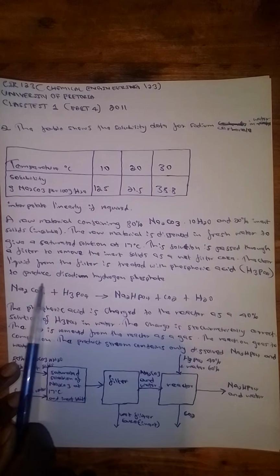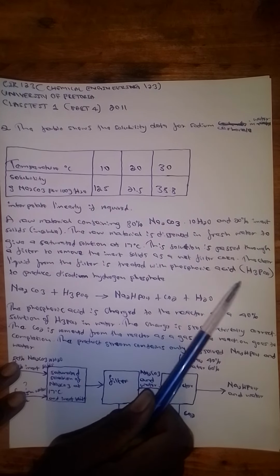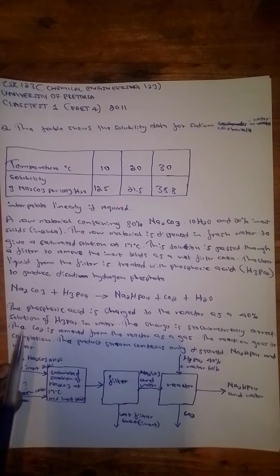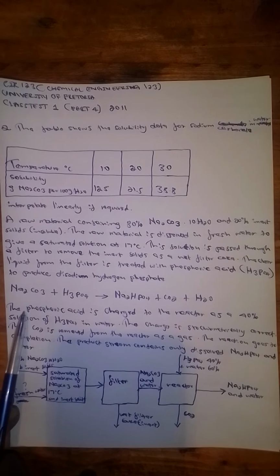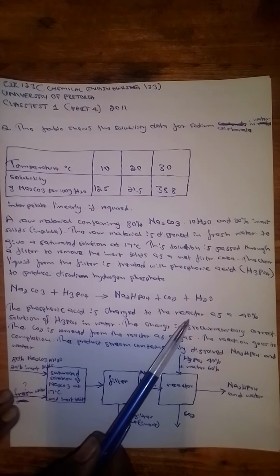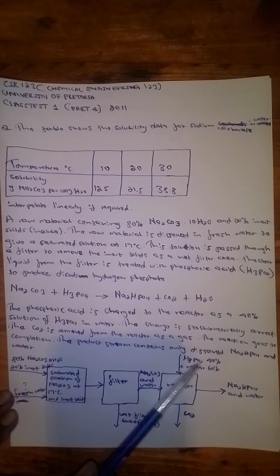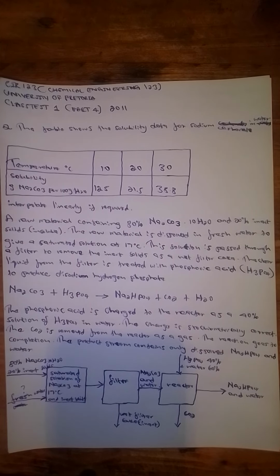It says the clear liquid from the filter is treated with phosphoric acid, H3PO4, to produce disodium hydrogen phosphate. There is an unbalanced equation there. The phosphoric acid is charged to the reactor as a 40% solution of H3PO4 in water. After the filter removes the filter cake, the clear Na2CO3 in water is charged to a reactor and reacted with H3PO4 in water, and the charge of the H3PO4 is actually 40% H3PO4, which means there's 60% water.